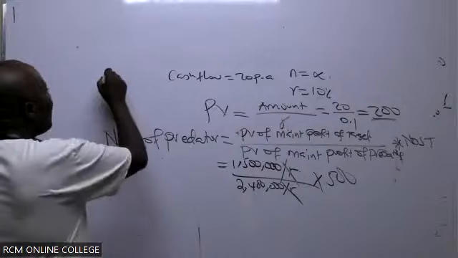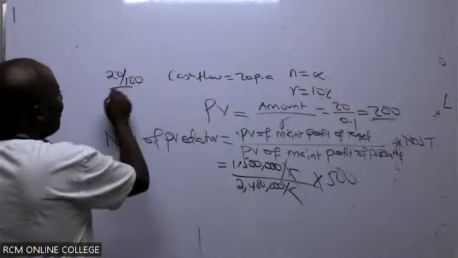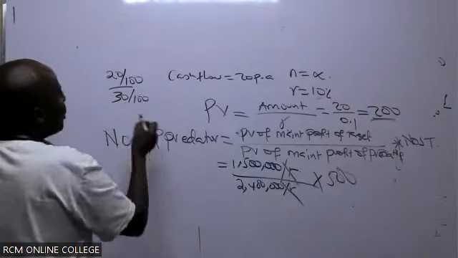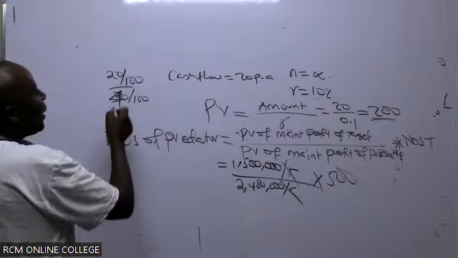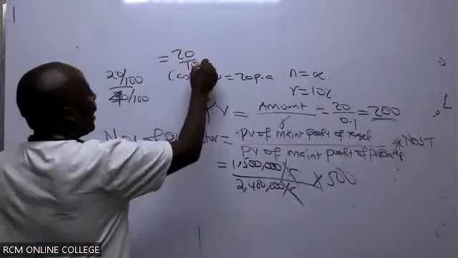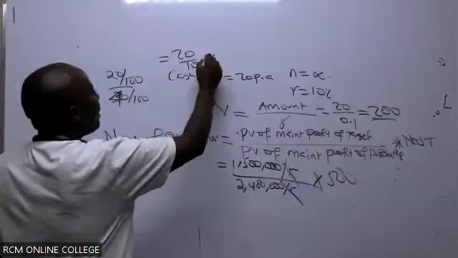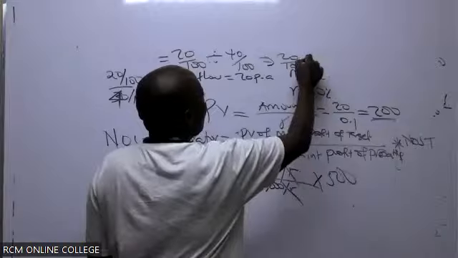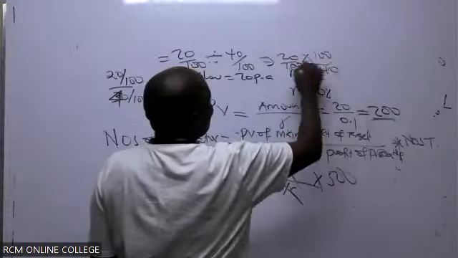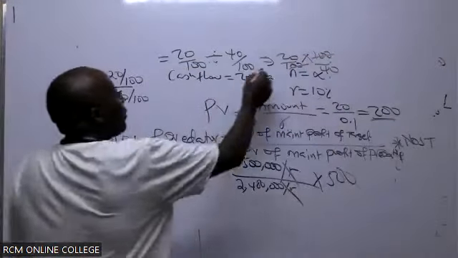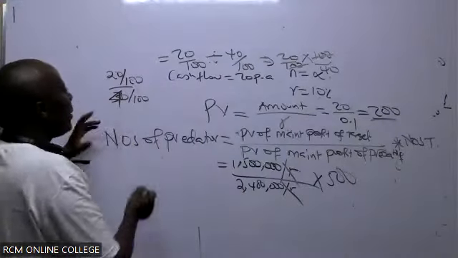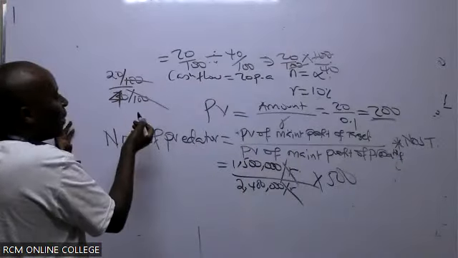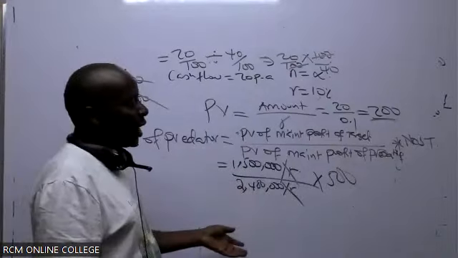Please listen here. If you're given 20 over 100 divided by 30 over 100, let me use 40 over 100. Trust me, this will be the same as saying 20 over 100 divided by 40 over 100, which is the same as 20 over 100 times 100 over 40. So at the end of the day, we're getting 20 over 40. If these denominators are the same, we always cancel them directly. So we shall cancel this R and this R.